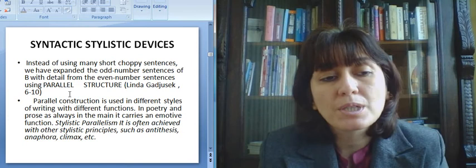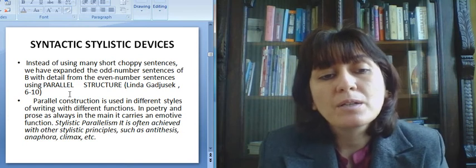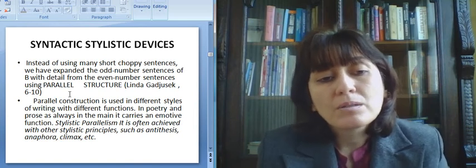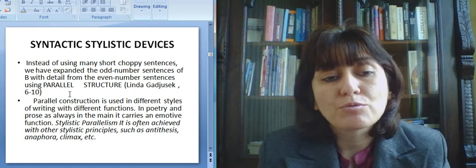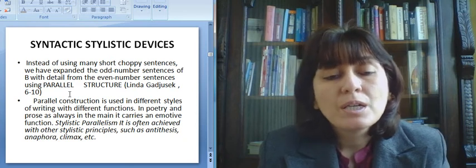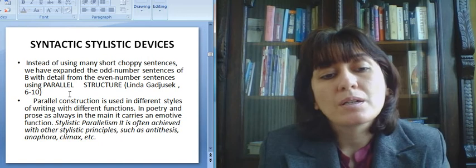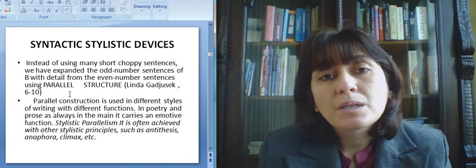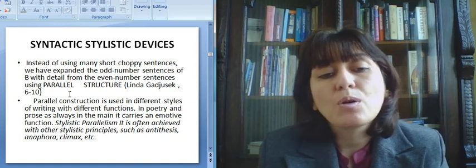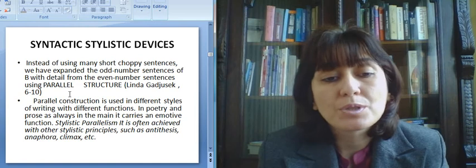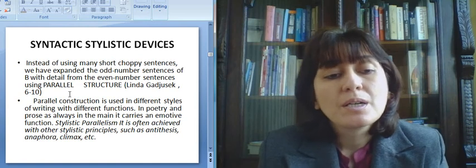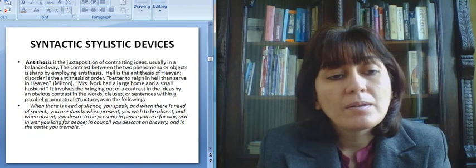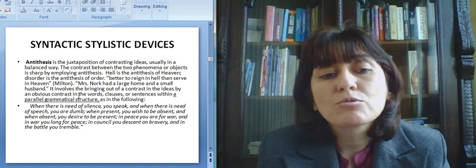So instead of using many short, choppy sentences, we have expanded the odd number sentences of B with detail from the even number sentences using parallel structure. Parallel construction is used in different styles of writing with different functions. In poetry and prose, as a rule, it mainly carries an emotive function. As for stylistics, parallelism is often achieved with other stylistic devices, such as antithesis, anaphora, climax, etc.